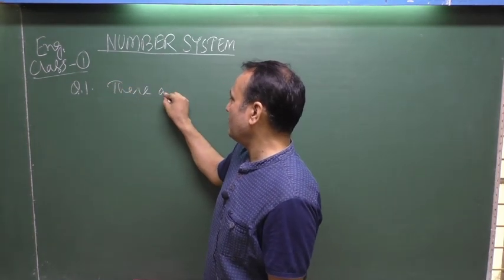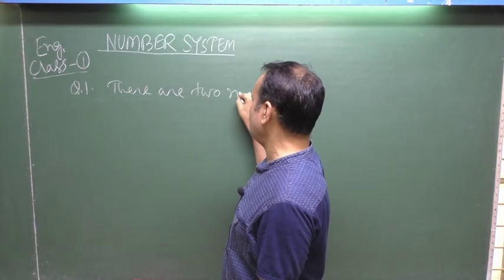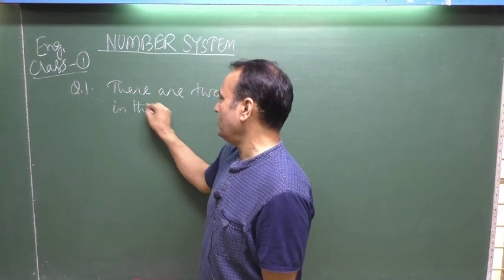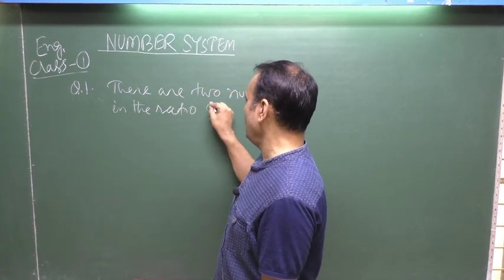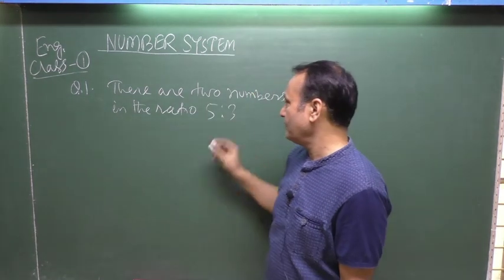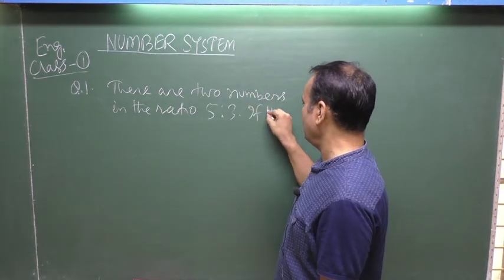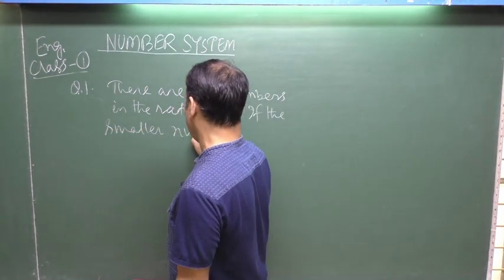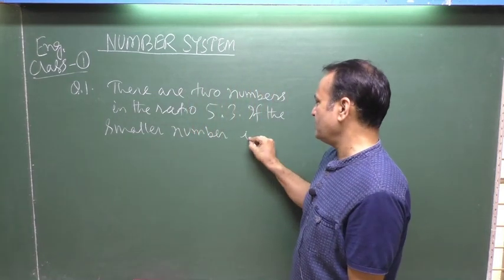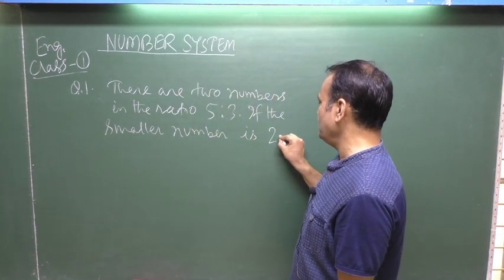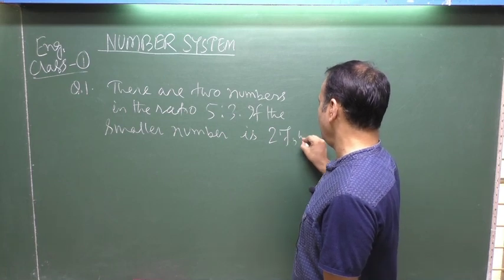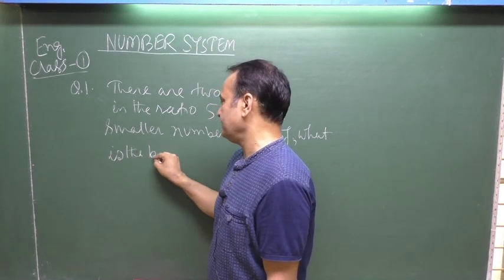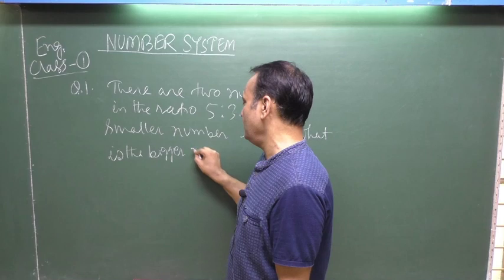There are two numbers in the ratio 5:3. If the smaller number is 27, what is the bigger number? What is the bigger number?